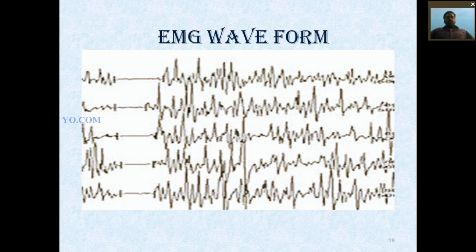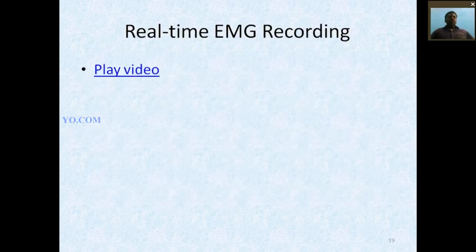After measuring, the electromyograph EMG signal is displayed on a scope. It looks like this. This is an example of an EMG waveform. Let us see one video on how to measure EMG.